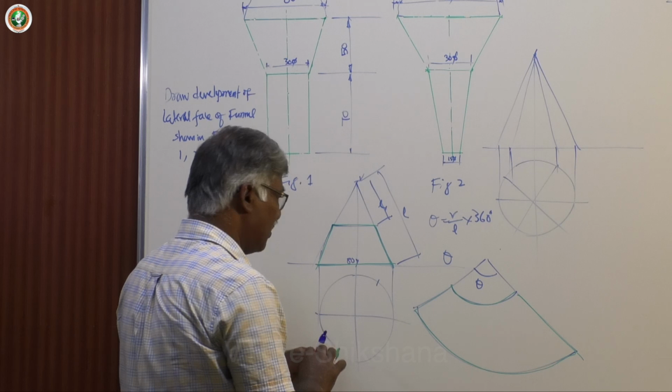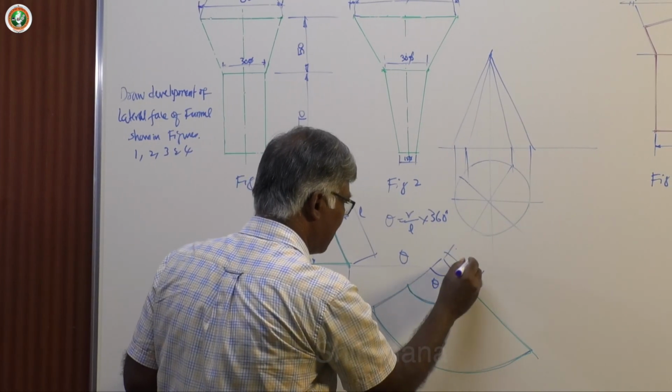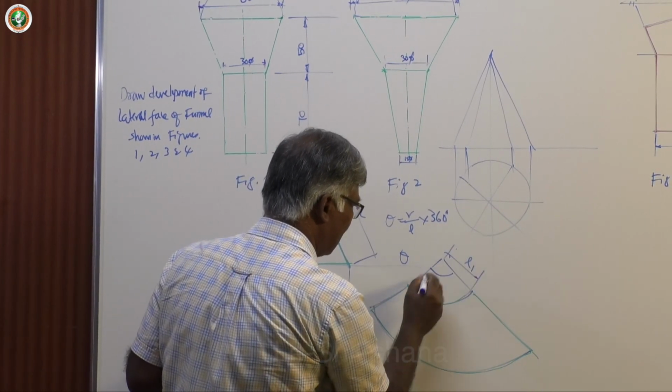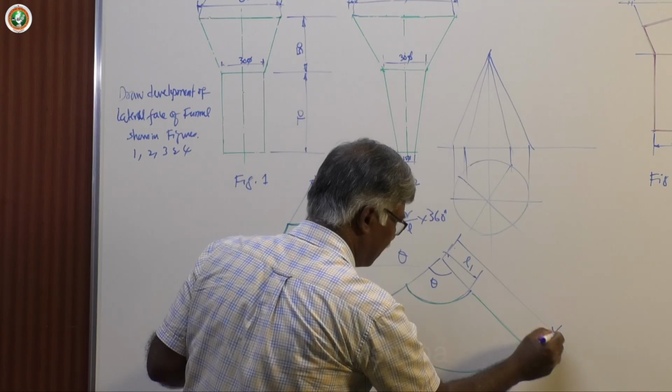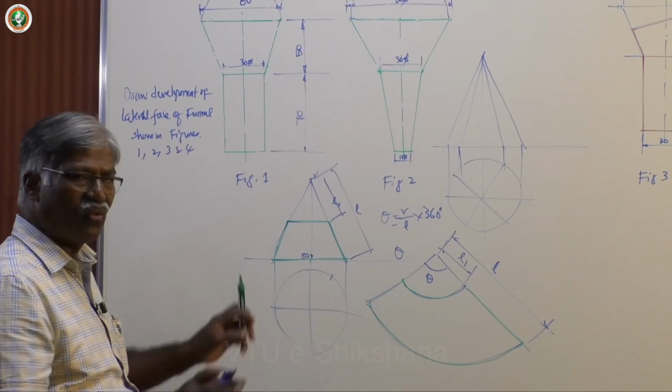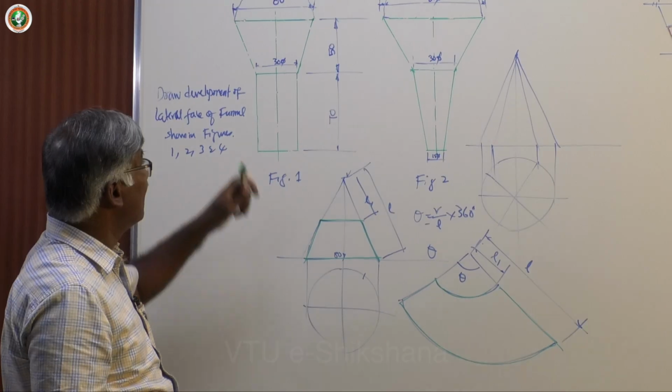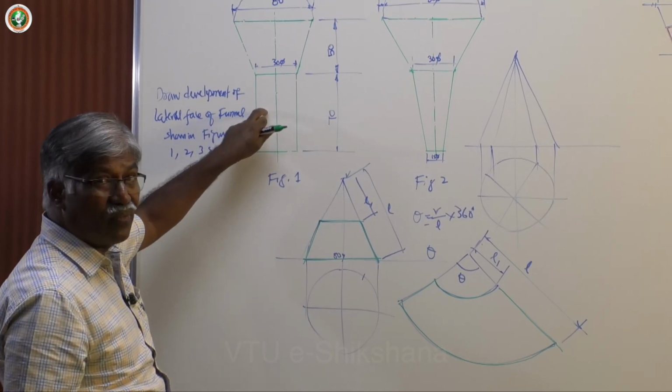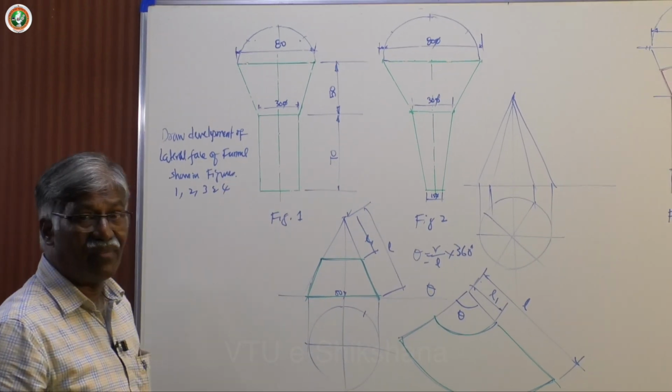So this is L1, very simple procedure. This is L. Theta is calculated with this. This is how you draw. This we have done. What exactly is the procedure to be followed in this particular type of funnels?